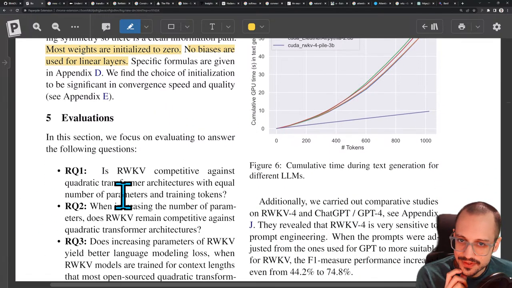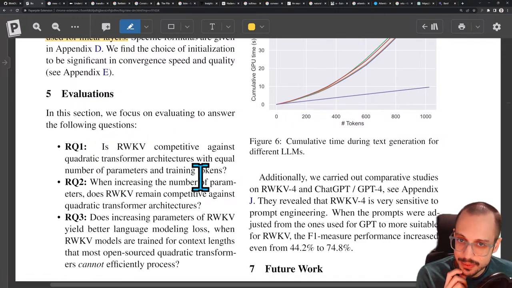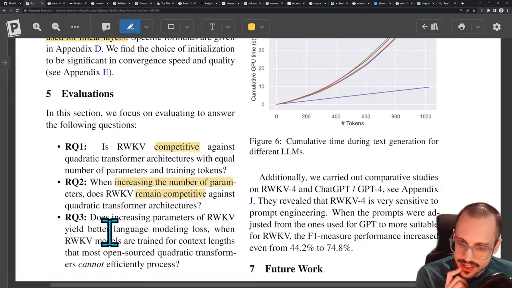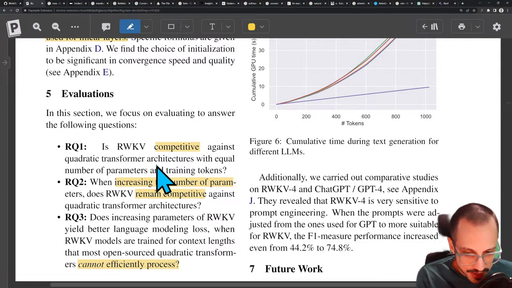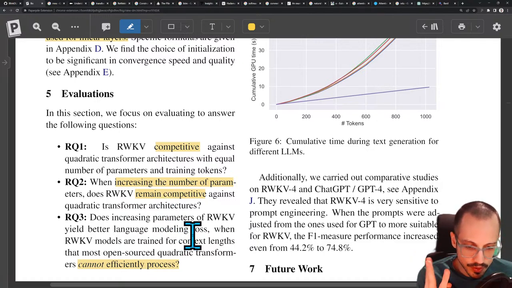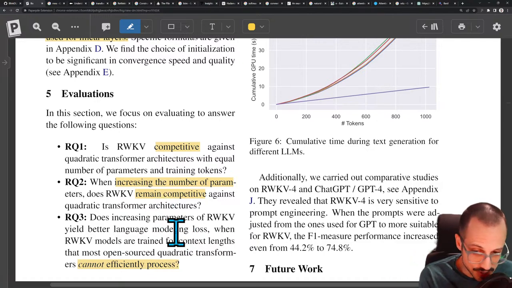We focus on evaluating to answer the following questions. RQ1, is RWKV competitive against quadratic transformers? Okay. Is increasing the number of parameters? Does RWKV remain competitive? Okay, so does it have the same scaling laws? Does increasing parameters yield better language modeling loss when RWKV token models are trained for context lengths that most open source quadratic transformers cannot efficiently process? Okay, so does it work about as good as transformers? Does it have the same scaling properties as transformers? And if you increase the context length, does it actually still work, or does it just become nonsense? So those are the three questions they're trying to answer here.